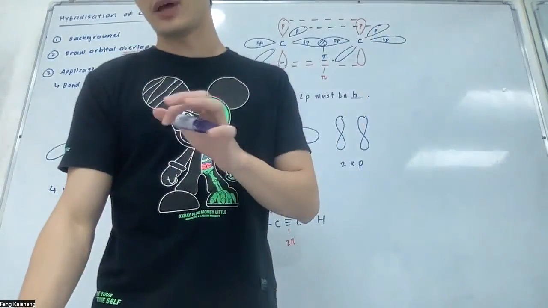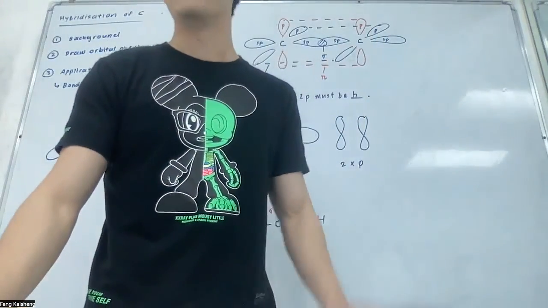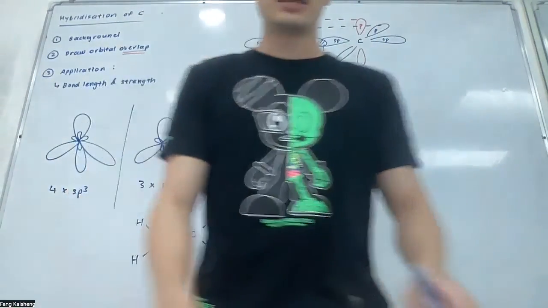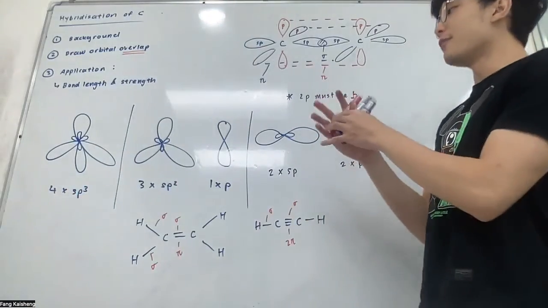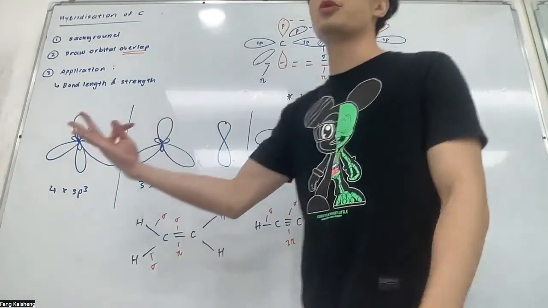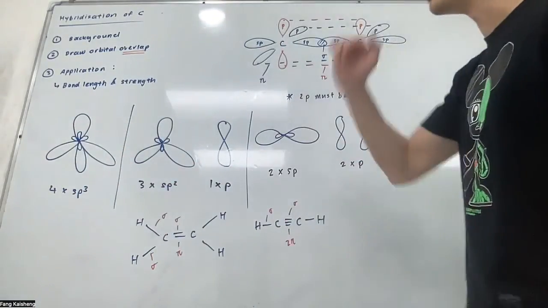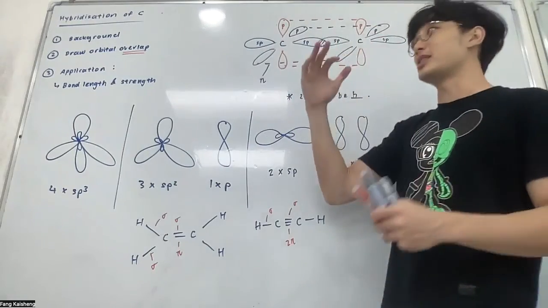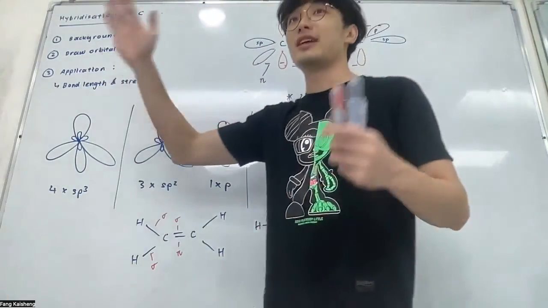Before that, there's one question on page 36. I think we do that later. We look at page 37 first. Let's discuss the application. Different types of hybridization. We only have three types: sp3, sp2, and sp. These can help us explain why they have different bond lengths and strengths.